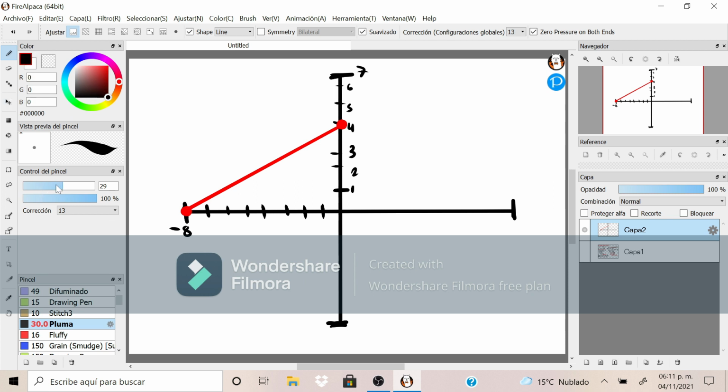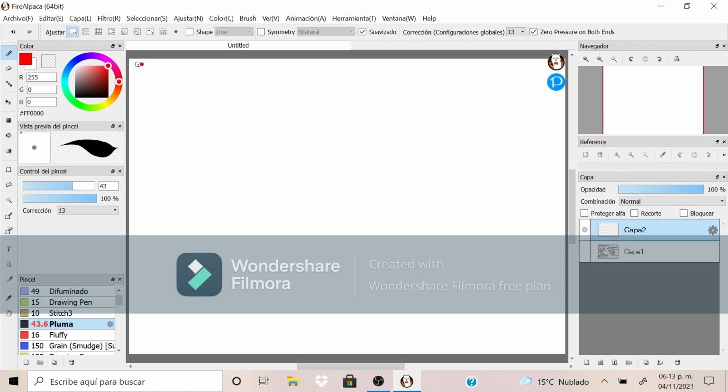And this would be the first result of the equation y equals 1/2 x plus 4. That would be the result of this linear function. And we're going to talk about the next one.